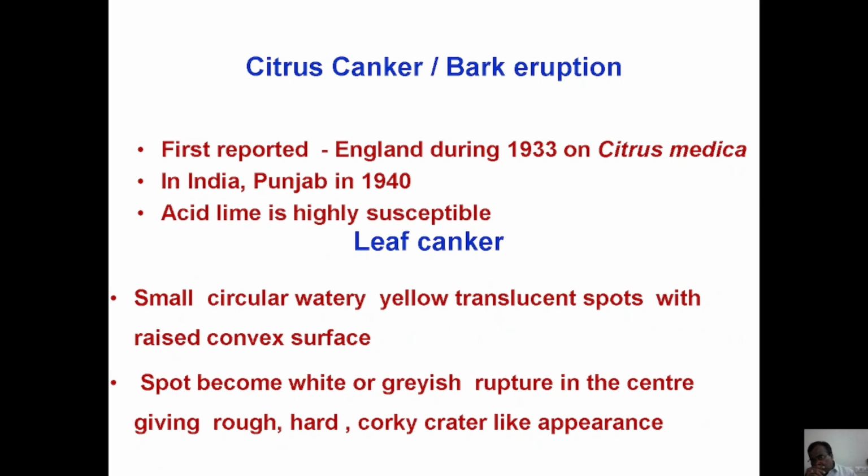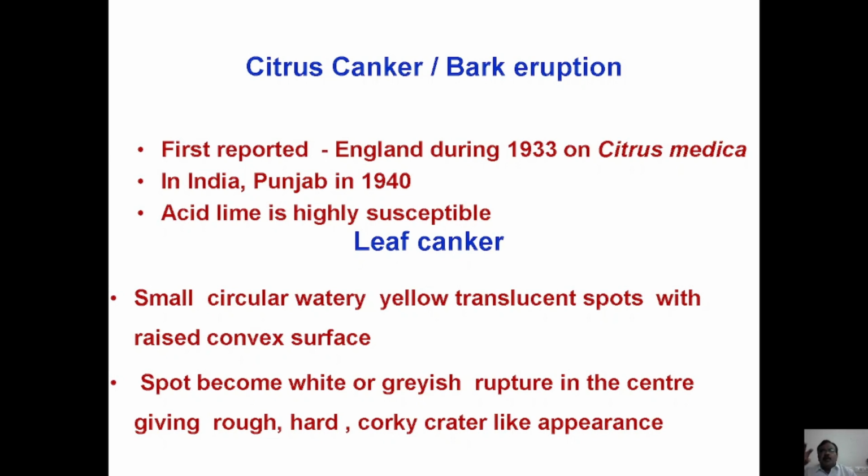Then citrus canker or bark eruption was first reported in England during 1933, but in India, in the state of Punjab, it was reported in 1940. Here, the acid lime is highly susceptible to this disease. In the case of leaf canker, it produces small, circular, watery, yellow translucent spots with a raised convex surface, and this is caused by bacteria. This spot later turns white or grayish, the center ruptures, giving a rough, hard, corky growth, and the top of the corky growth may show a crater-like appearance.